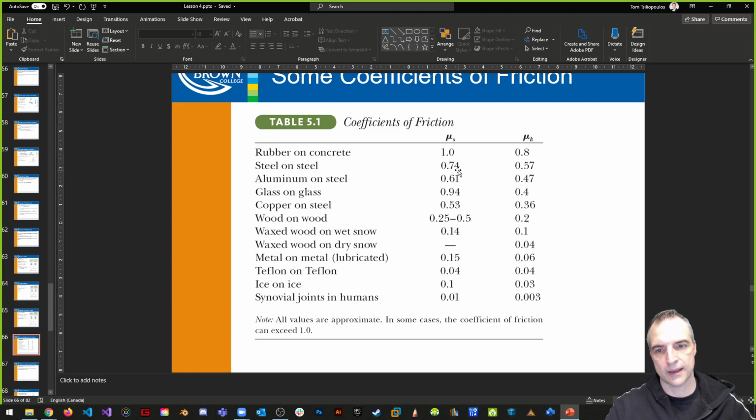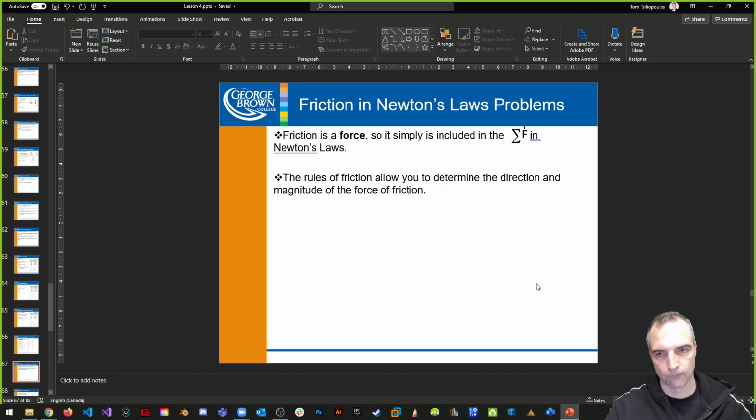Steel on steel is less, and you can see as we get into things like ice on ice, that's like 0.1. So actually we reduce. So objects that are really, really heavy still take a little bit to get going, but then when they're going, oh my gosh, it's like they're weightless across the surface, right? And I say weightless because it's mass times gravity. So when we talk about friction in Newton's laws problems, the friction force is simply included in the sum of all forces in Newton's laws. In other words, we take the friction force into effect. We subtract the forces, right?